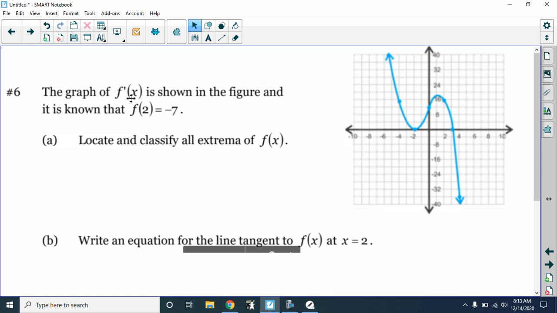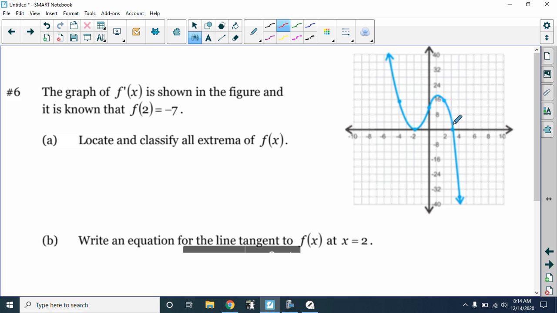Number 6 gives us the graph of the derivative and then asks us to locate and classify extrema of f of x. Extrema occur when the first derivative changes sign. This is a graph of the first derivative, so we want the sign of this graph to change. So this graph is positive, not the slope of the graph, but the graph itself is positive right here. It's above the x-axis. Now it's 0, so that's a critical value at -2, but the graph stays above the x-axis. It did not change sign, so -2 is neither a min nor a max.